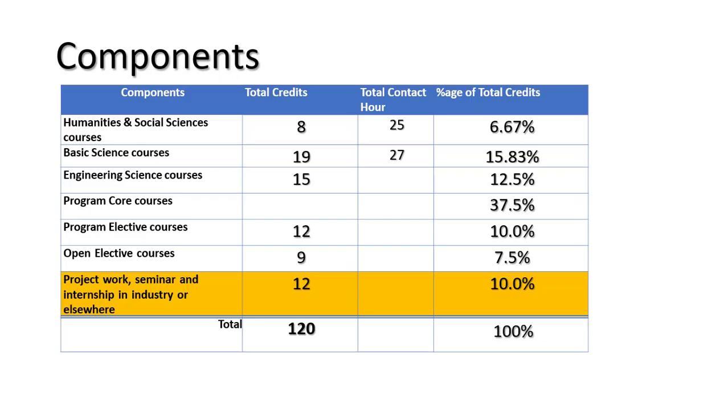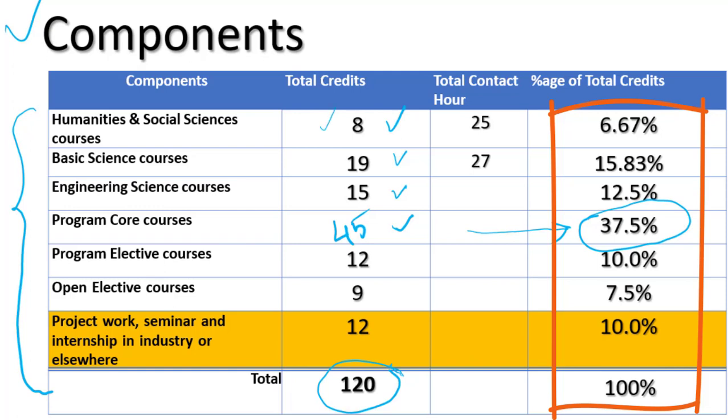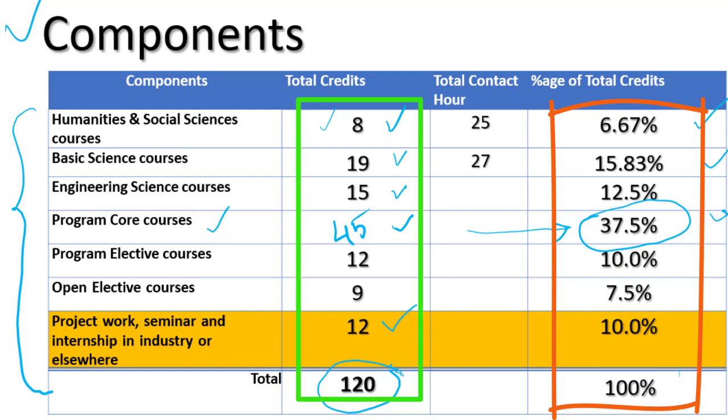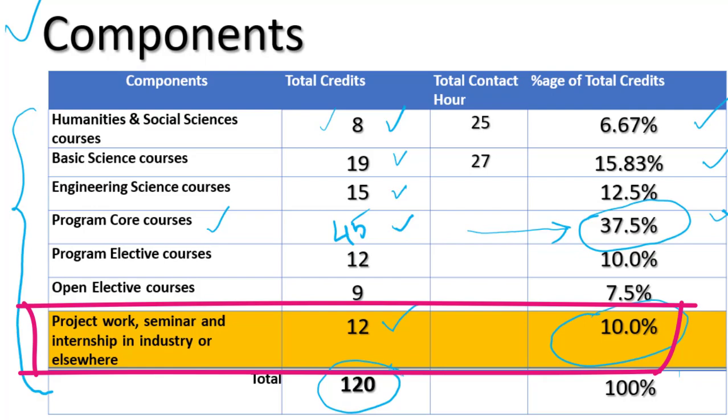The components, already we have discussed, these are some components of a diploma engineering program. For core courses, it will be 45, and for this 45 the percentage of the total credit is 37.5. Total credit for the whole program is 120, and these are the distribution. Accordingly the percentage weightage of the credits are like this, and the maximum weightage or maximum credit goes to the program core courses. It occupies 10% of the total credits, which is project work, seminar and internship.